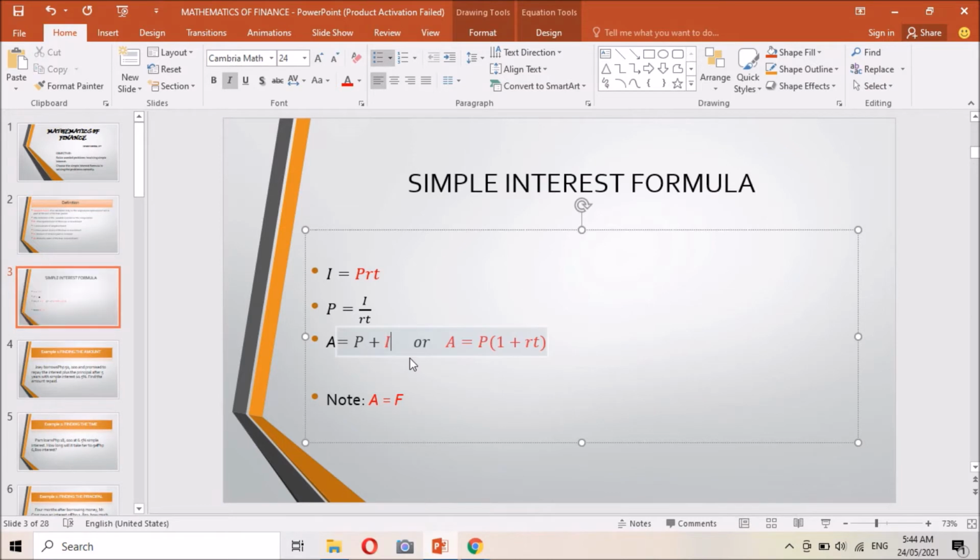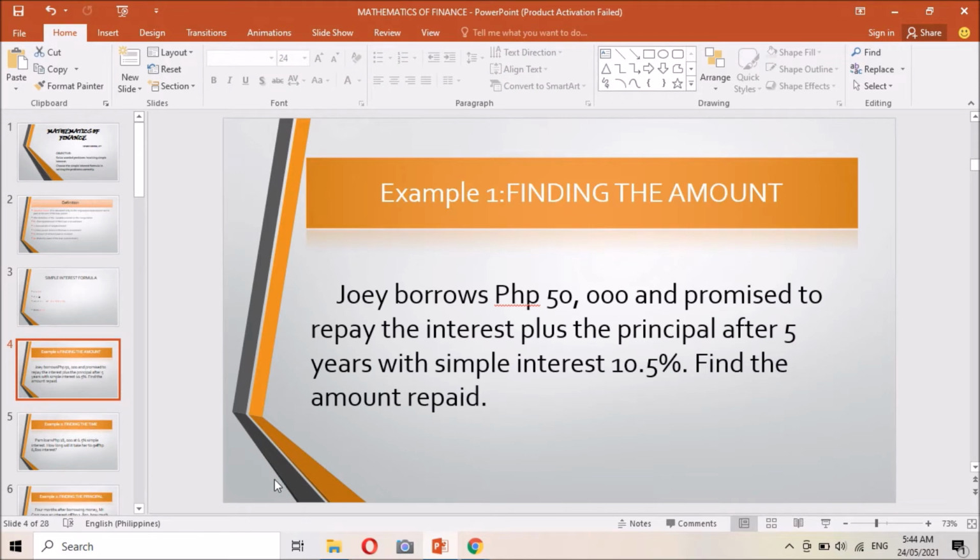But if we are given principal and interest, then we simply add principal plus interest. It will automatically be our maturity value. And take note that A is just equivalent to F. Different authors use different variables for maturity value. Okay, now let's proceed to our first example.